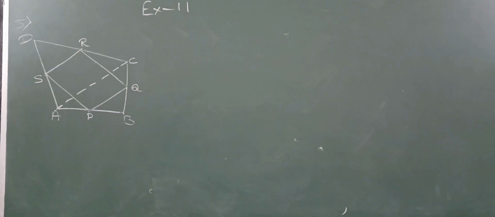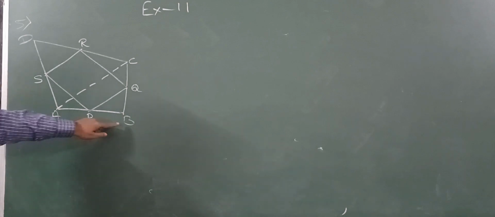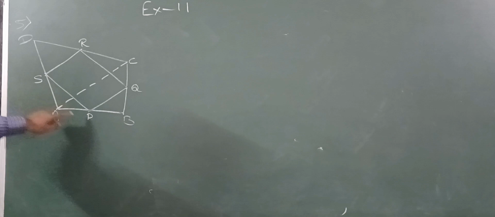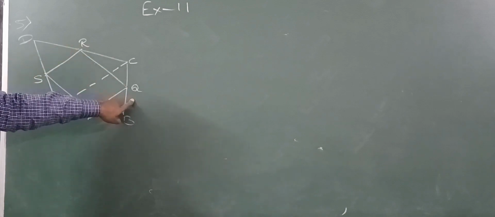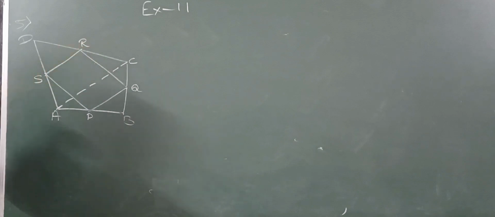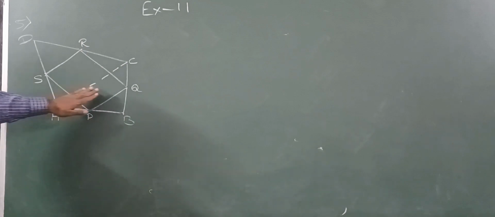Now see question number 5 of exercise 11. This question says that in a quadrilateral ABCD, P, Q, R, S are the midpoints of AB, BC, CD and DA respectively. The question has different parts. So first we will prove that SR is parallel to AC and SR equals half of AC. That we can prove from the midpoint theorem.